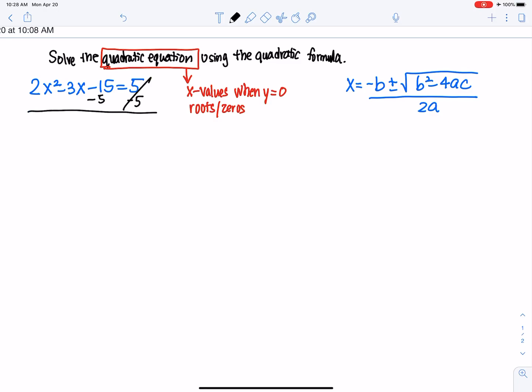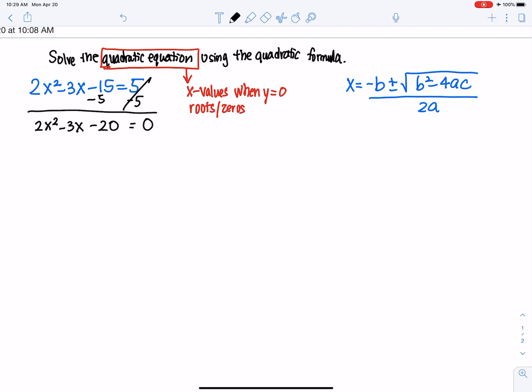What you do on the right, you do to the left. And so right now we got y equals 0, and now we're just going to simplify on the left side. So 2x squared stays as 2x squared, minus 3x stays as minus 3x. And then we're going to combine like terms here. We got negative 15 minus 5, and that's going to be negative 20.